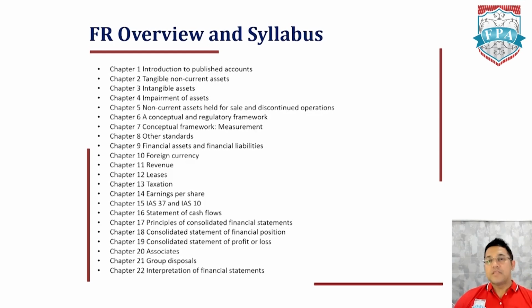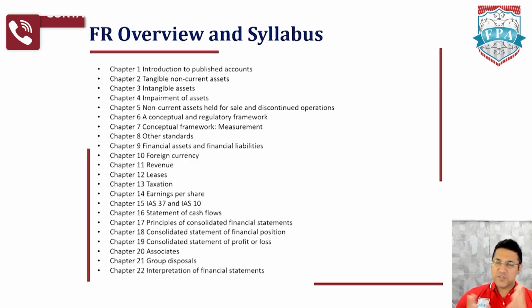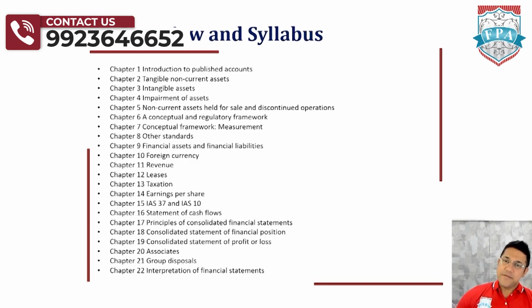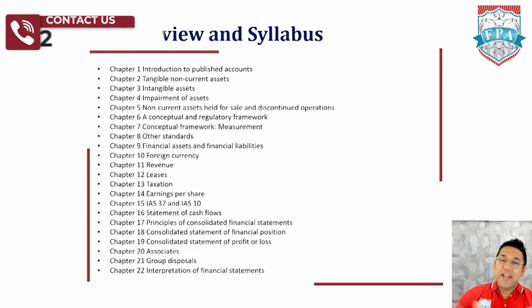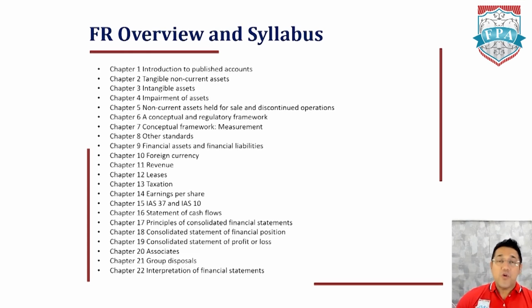Then the next chapter is tangible non-current assets. Tangible, you can touch and feel. This has to do with all the standards around property, plant and equipment largely, because that becomes a huge chunk of your financial statements. So this is where we talk about that standard. Moving on to intangible assets. This is where you have goodwill, or copyright, or those kinds of things. How do you treat them?